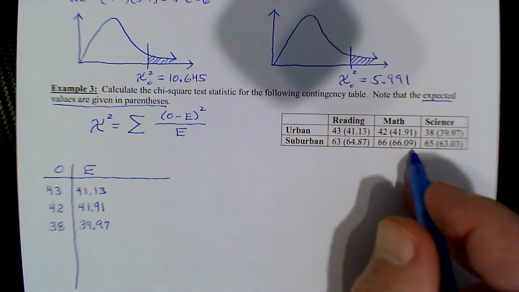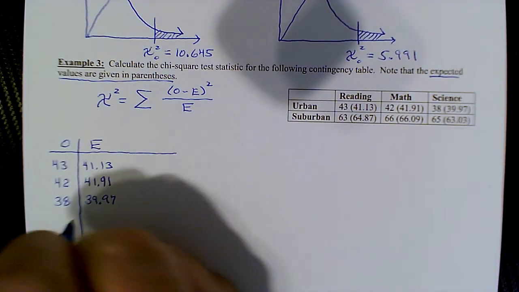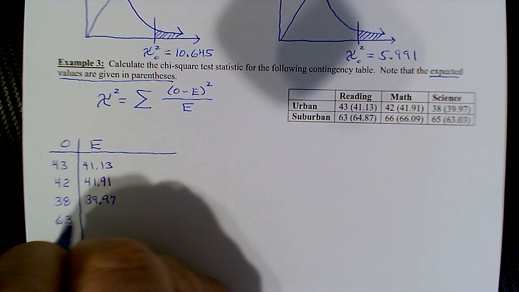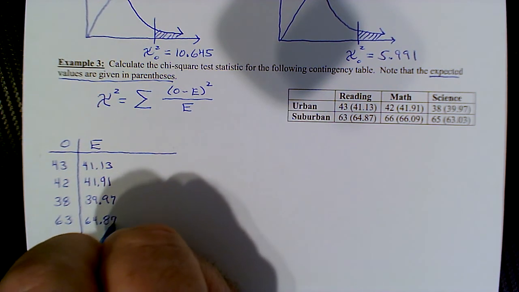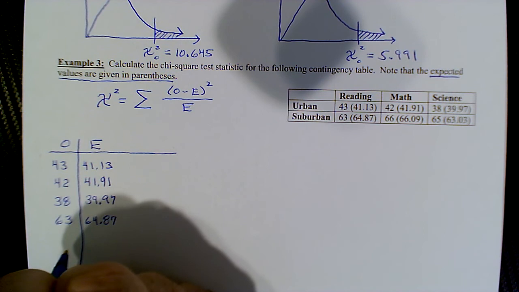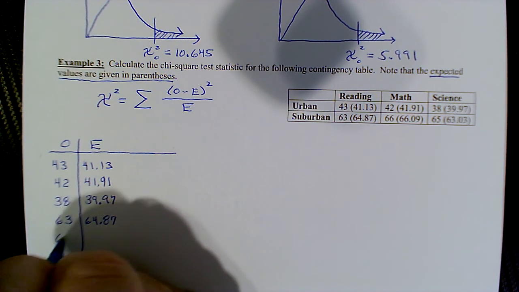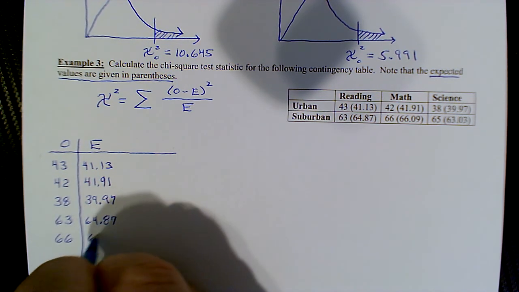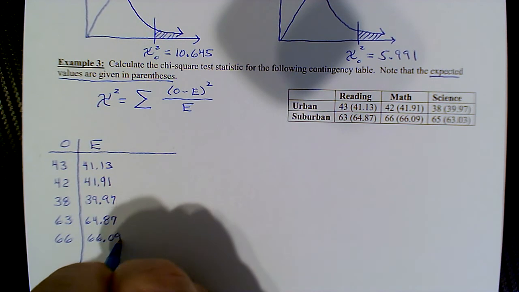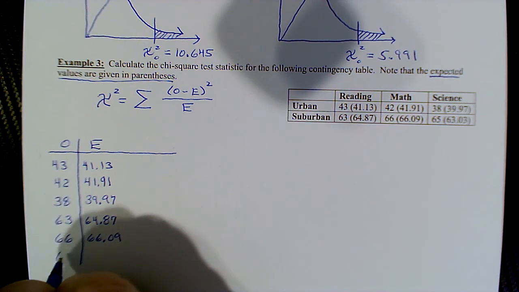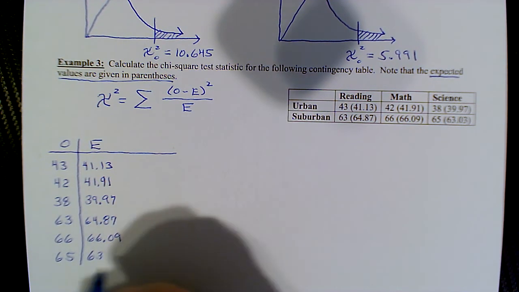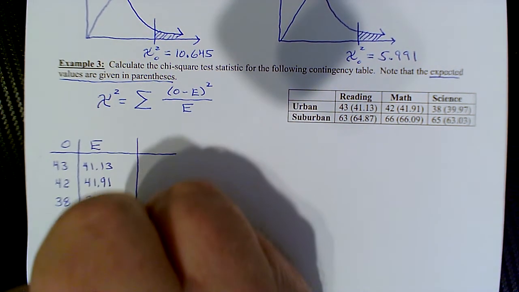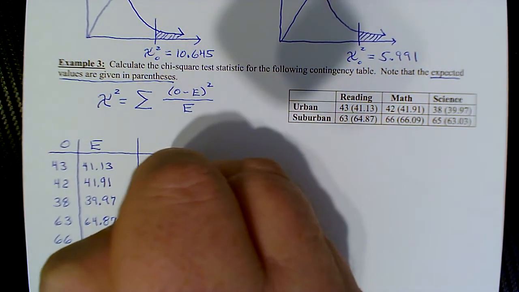Okay, now the second row: reading, suburban, 63, 64.87. Suburban math, 66 observed, 66.09 expected. And finally, for the science suburban people, 65 and 63.03 for the expected. Alright, so now let's build the formula.